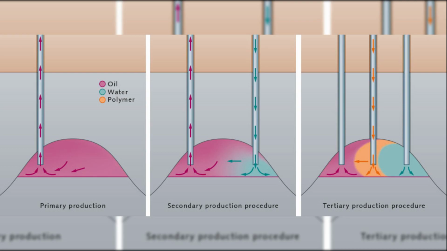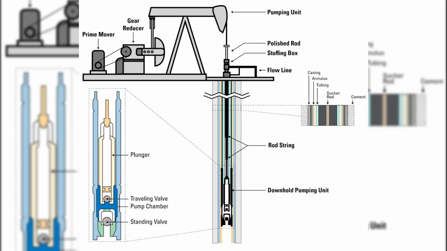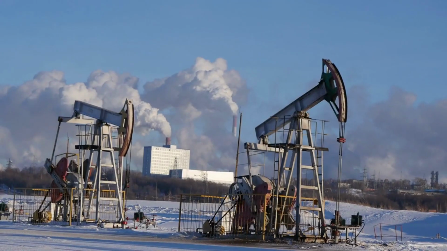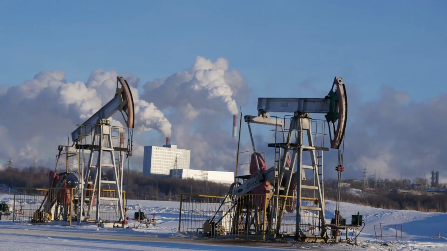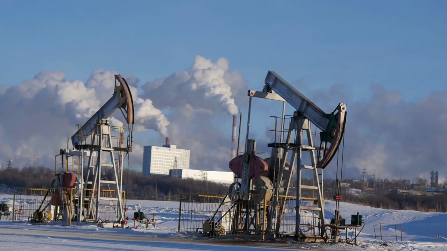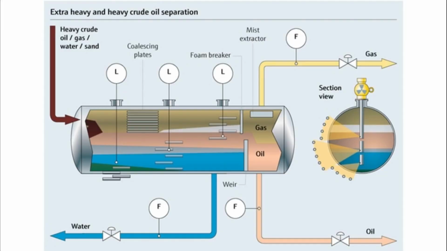more easily. Throughout all these stages, the extracted fluid is not pure oil. It is a mixture of oil, gas, and water that must be processed at the surface. Separation systems divide these components based on density and physical properties, allowing oil to be stabilized and prepared for transport. Oil production is therefore not a simple extraction process, but a continuously managed system where pressure, flow, and reservoir conditions are actively controlled to maximize recovery.